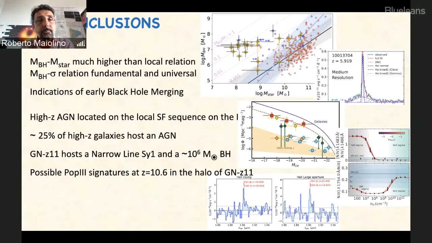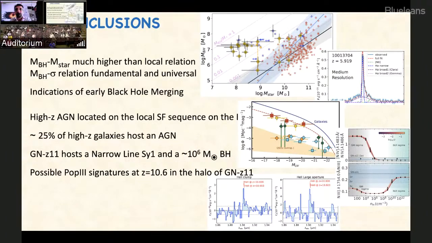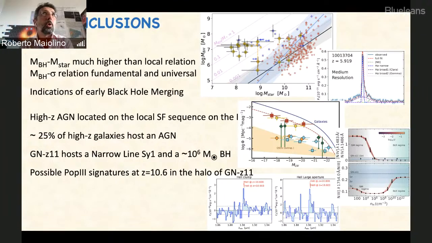Hi, Roberto. Thanks for a great talk. I'm Aklant from University of Florida. So you mentioned there are indications of early black hole merging. I was wondering if that has any implications on the possibility of relaxing some of the constraints on super-Eddington and Eddington accretion requirements, because some of the black holes can boost their growth through mergers and not need as much growth due to accretion. Yes, could be. I don't know yet. Could be.